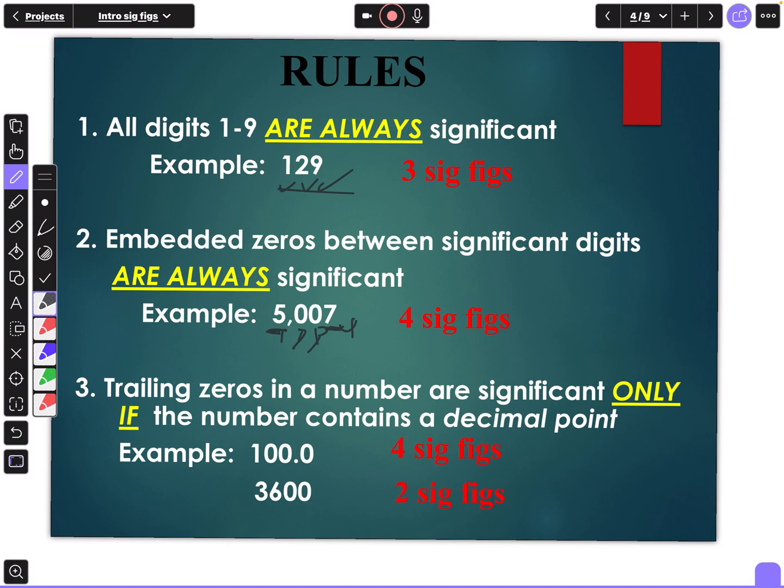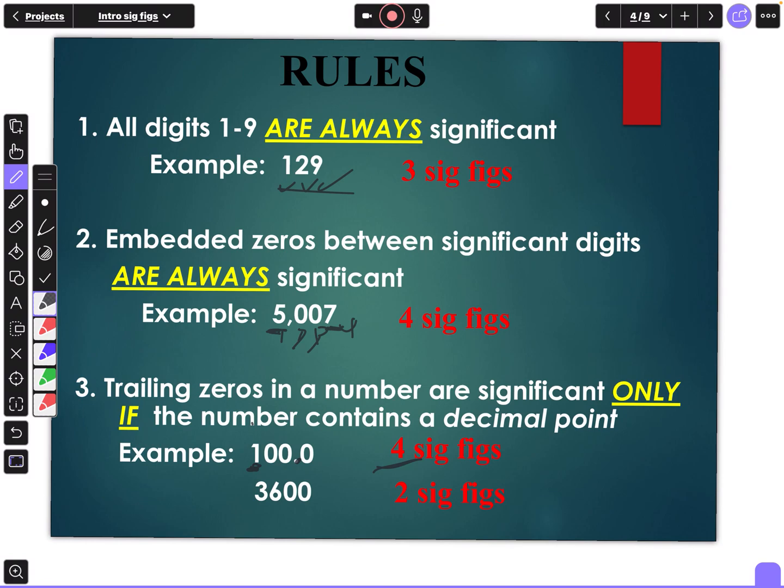Now another rule says trailing zeros in a number are significant only if the number contains a decimal point. So if we have zeros that come after non-zero numbers, they're only significant if there's a decimal point. If we look at 100., the only non-zero number is 1, then after that you've got 3 zeros. Are they significant or not? The rule is if there's not a decimal there, they would not be significant. But since there's a decimal there, it makes all 3 of these zeros that come after a non-zero number significant. So that would be 4 significant figures.